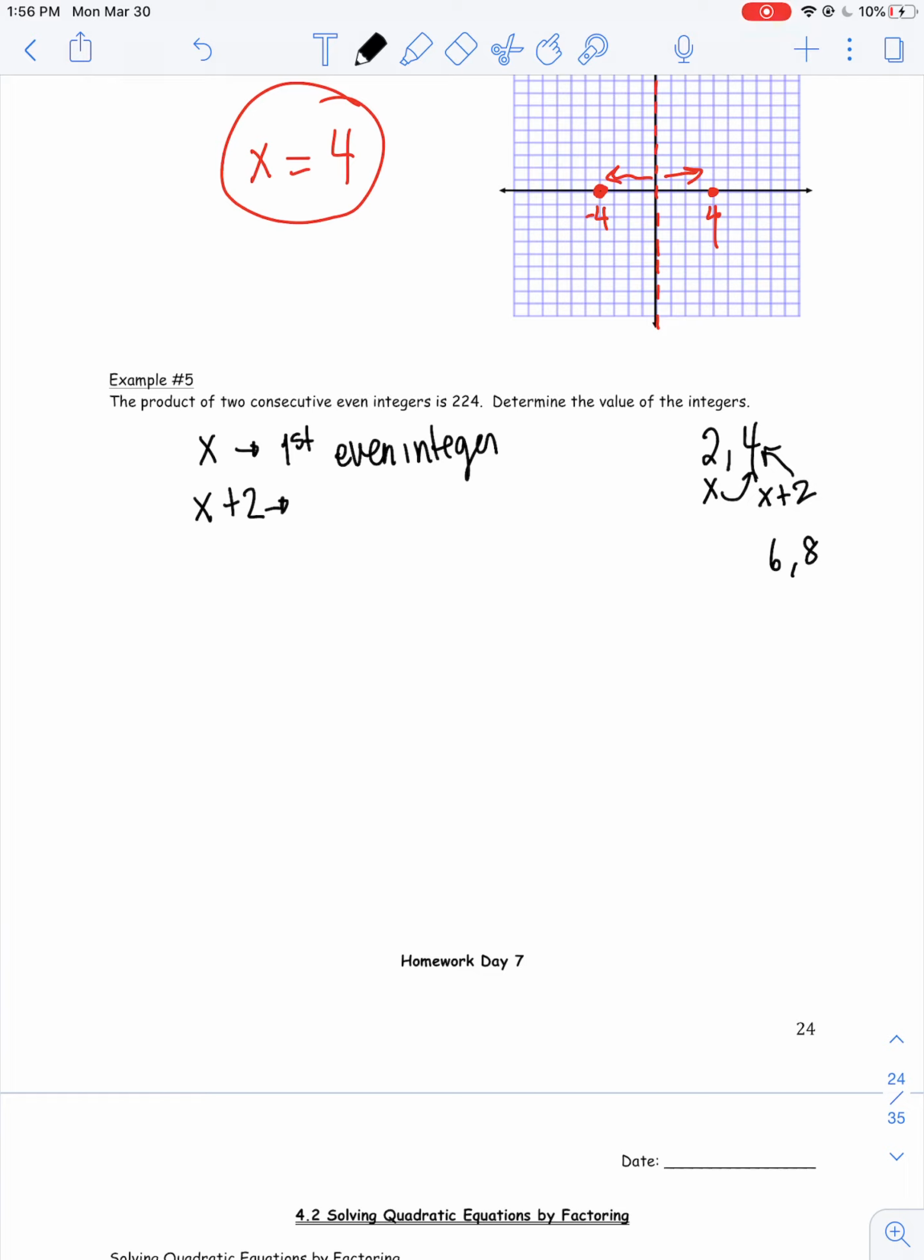So that's going to be our next consecutive. Consecutive just means one after the other. So for example, 6 and 8 are consecutive even integers. 10 and 12, consecutive even integers. So if this is x, we would have to go x plus 2 to get to 12.